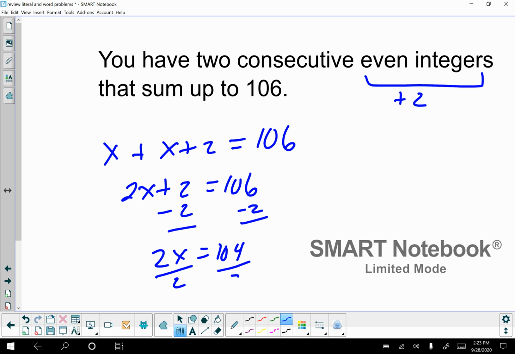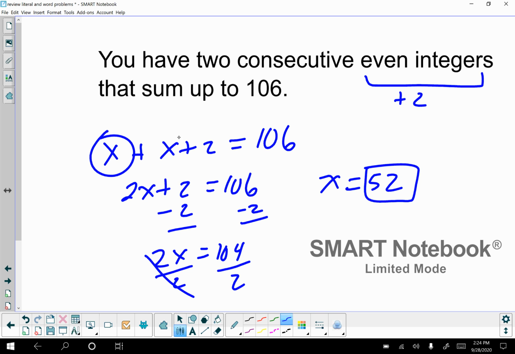Divide each side by 2. Those cancel, so x goes into 104 52 times. So my first number is 52. My next number has to be 52 plus 2, so that's 54. There's my two numbers, 52 and 54. They are consecutive even numbers, or integers, and they will add up to 106.